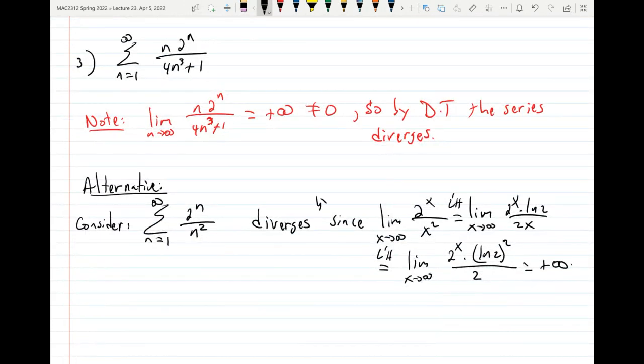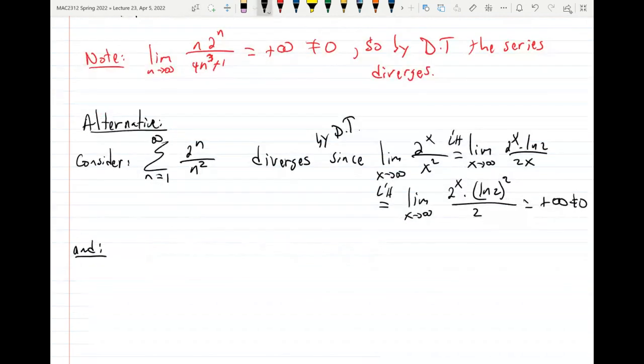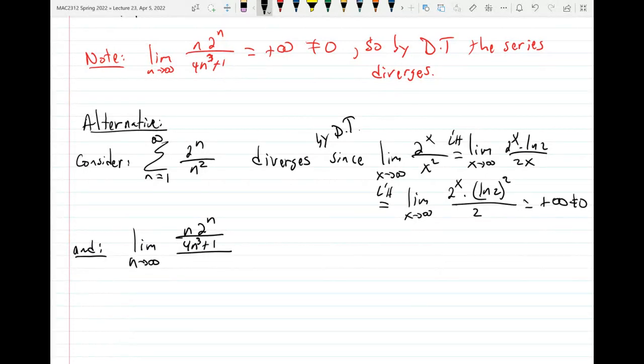So it diverges, I will say here, by the divergence test, since the limit is different than 0. And then, why am I considering that one? Because when we take the limit of our series with this one, let's see what we get. So, limit as n approaches infinity.